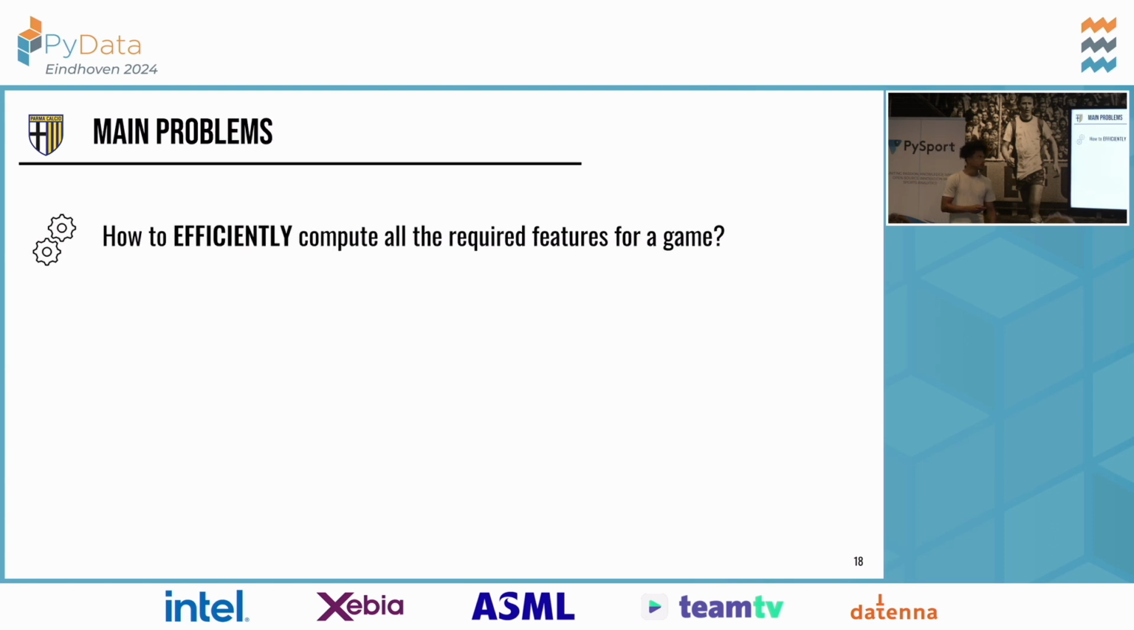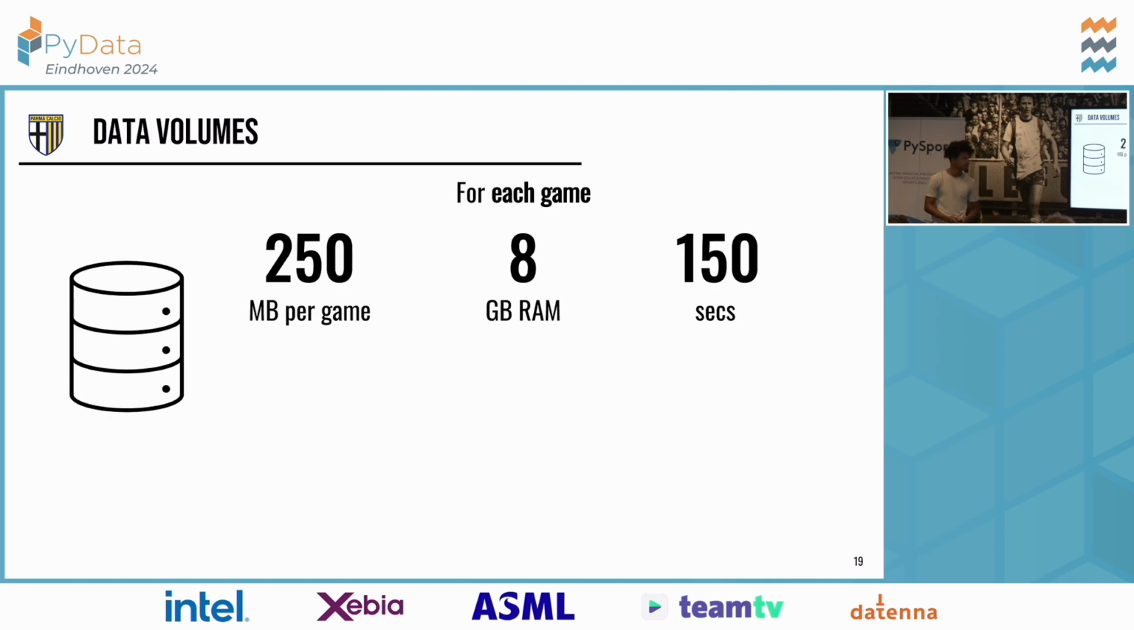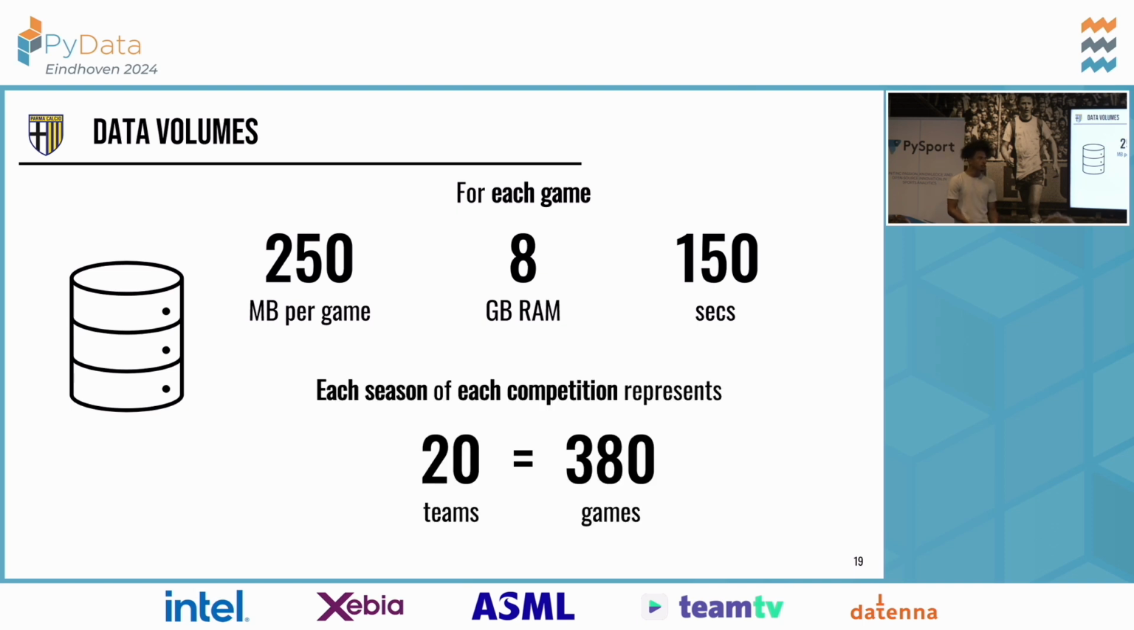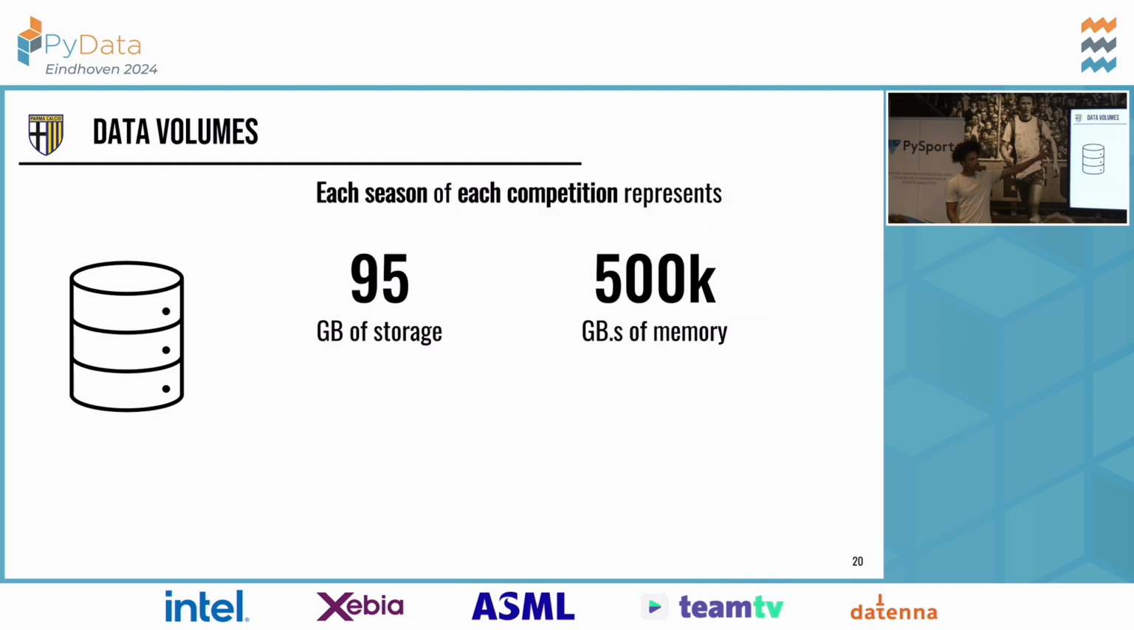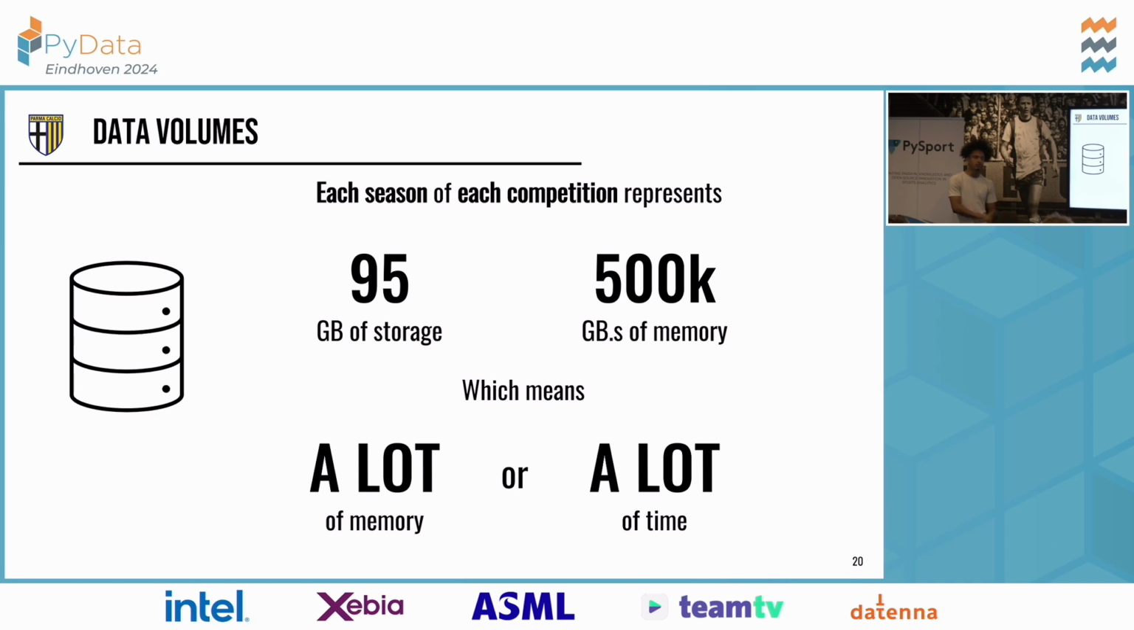So this leads us to the first problem, which is how to efficiently compute all the required features for a game. In terms of volume, one game is 250 megabytes of tracking data. And to process the game, we need 8 gigabytes of RAM for 150 seconds. Knowing that one season of one competition is 380 games, this leads us to 95 gigabytes of storage. And to process everything, we need 500K gigabyte seconds of memory. So this represents either a lot of RAM or a lot of time to process everything.